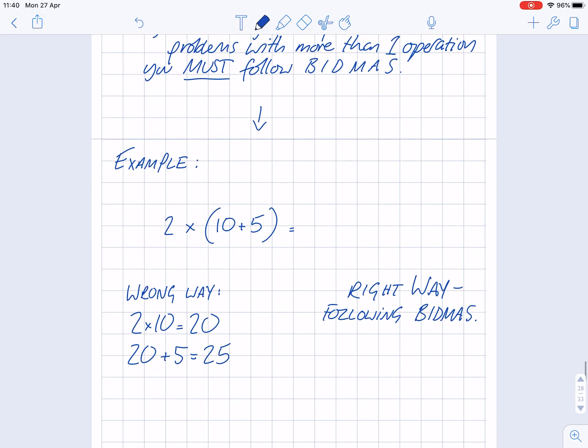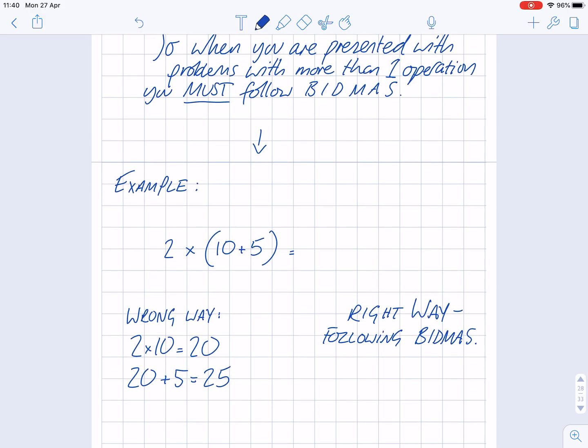I've put here the wrong way of doing it. The wrong way would be going from here and working your way along, and I've put the steps here. If you were to do it wrong, you would say 2 times 10 is 20, 20 add 5 is 25, and that's wrong.